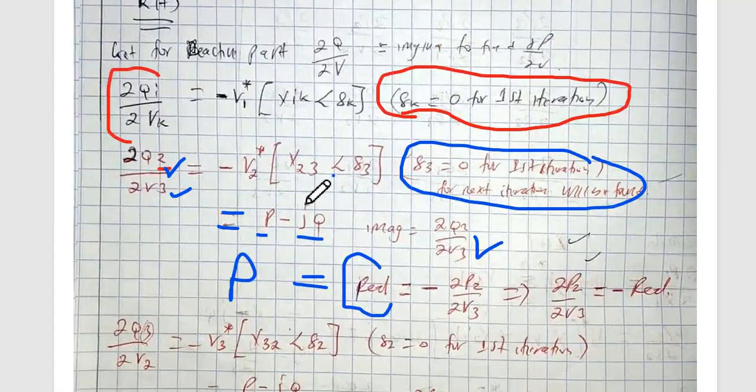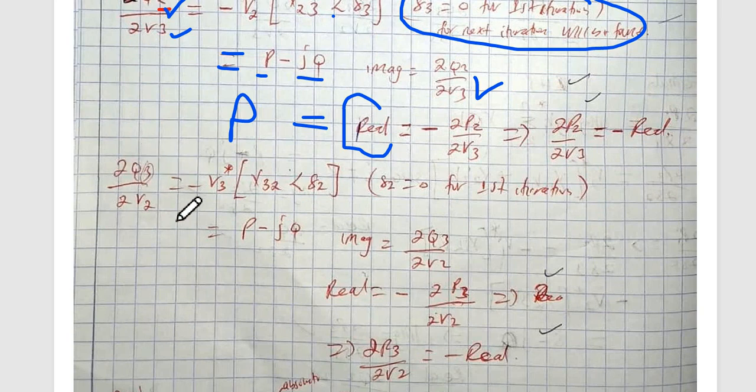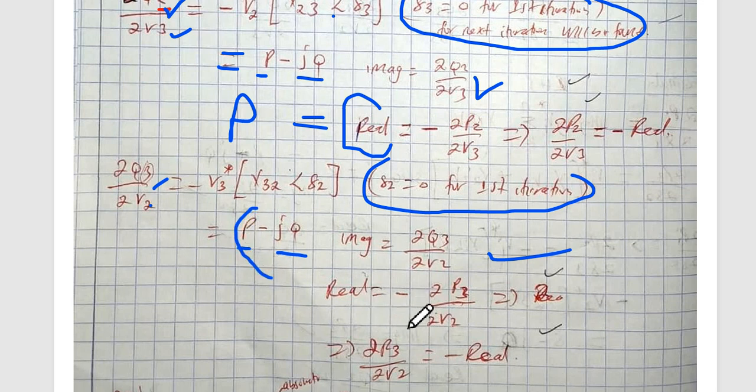We can proceed to the next one. Partial Q3 partial V2. 3 is here, so we'll have negative of V3 conjugate into Y32, 3 is here, 2 is down here, Y32 and del 2. For the first iteration it is very simple. Del 2 is 0, so it's just Y32 into negative V3 conjugate. As usual, P minus JQ. Imaginary will give you this, and negative of real will give you this, that is like negative P.